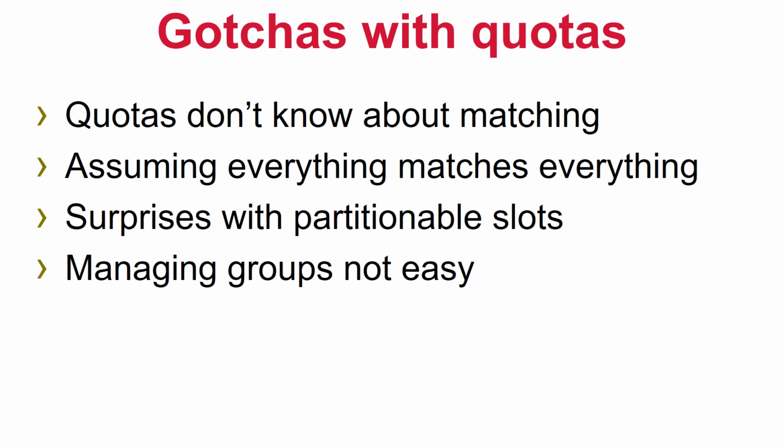HTCondor's quotas and accounting groups are not without their surprises or difficulties. In particular, because the group assignment code always goes before matchmaking happens, the group quotas don't know anything about what jobs might match which slots. If not every job matches every slot, we can get into imbalances between what we want our priorities and fair share to be and what they end up being. That is, if a group has a very high quota, but only has one job that matches any node in the entire pool, that group will still only get the one job running, no matter what their quota or priority may be.